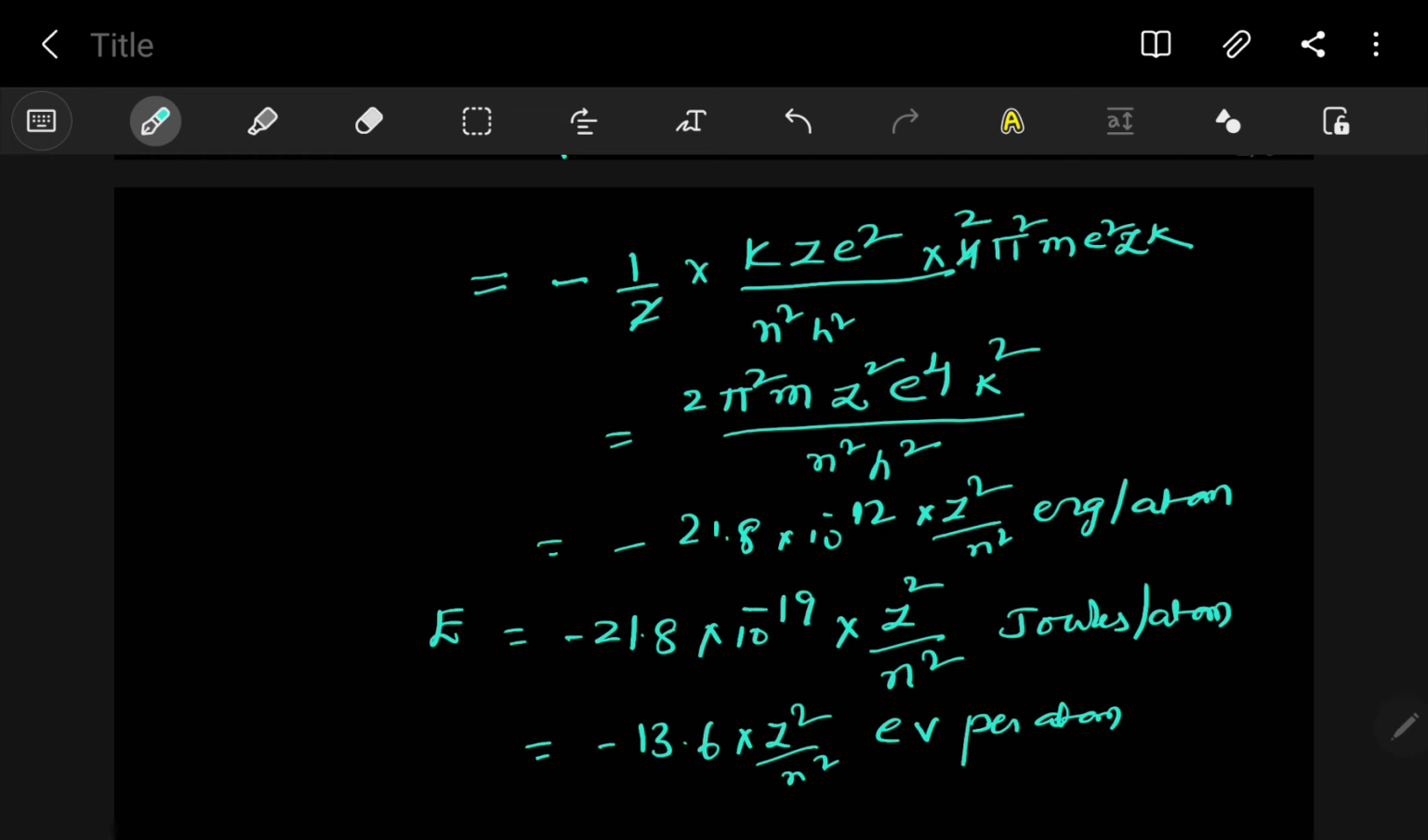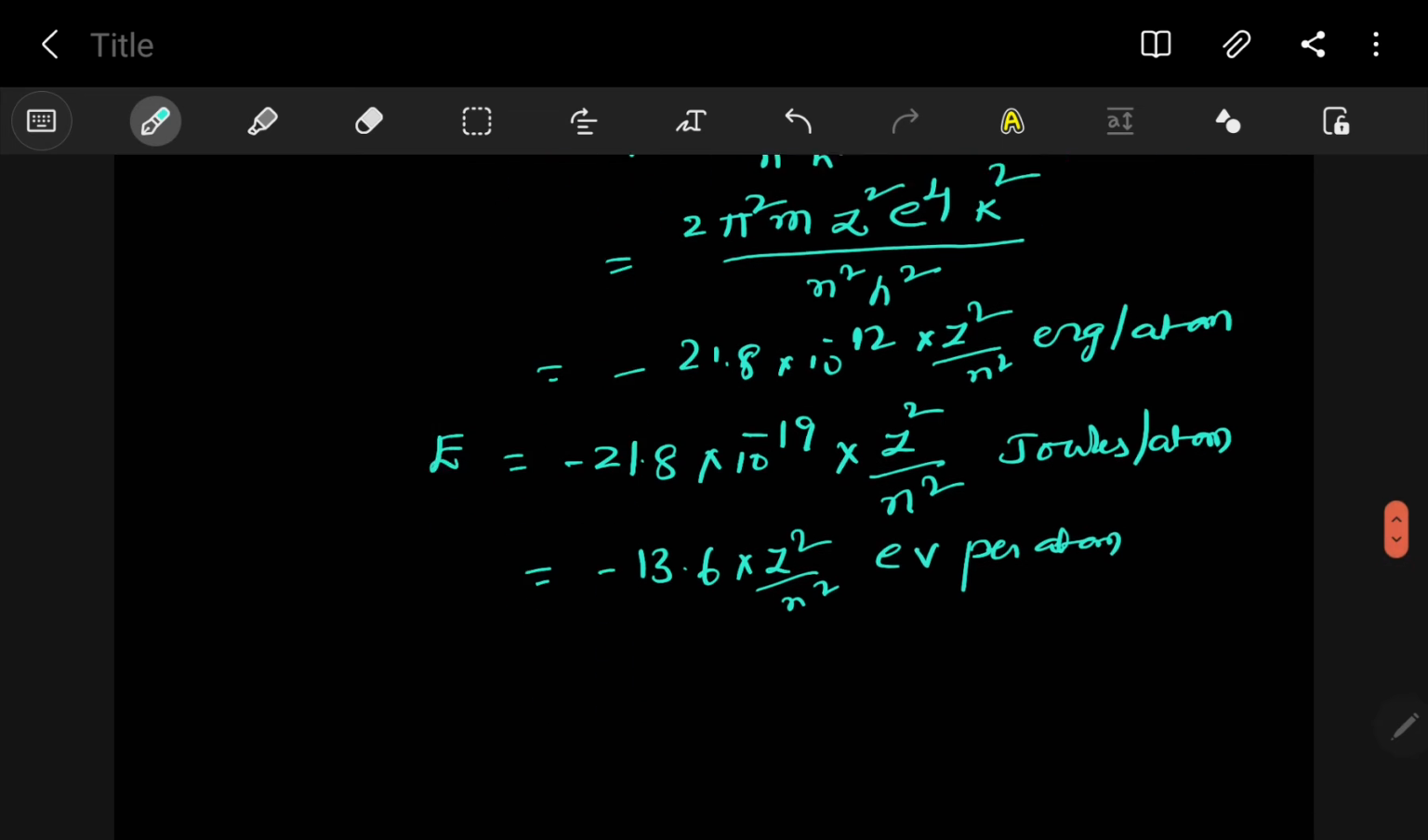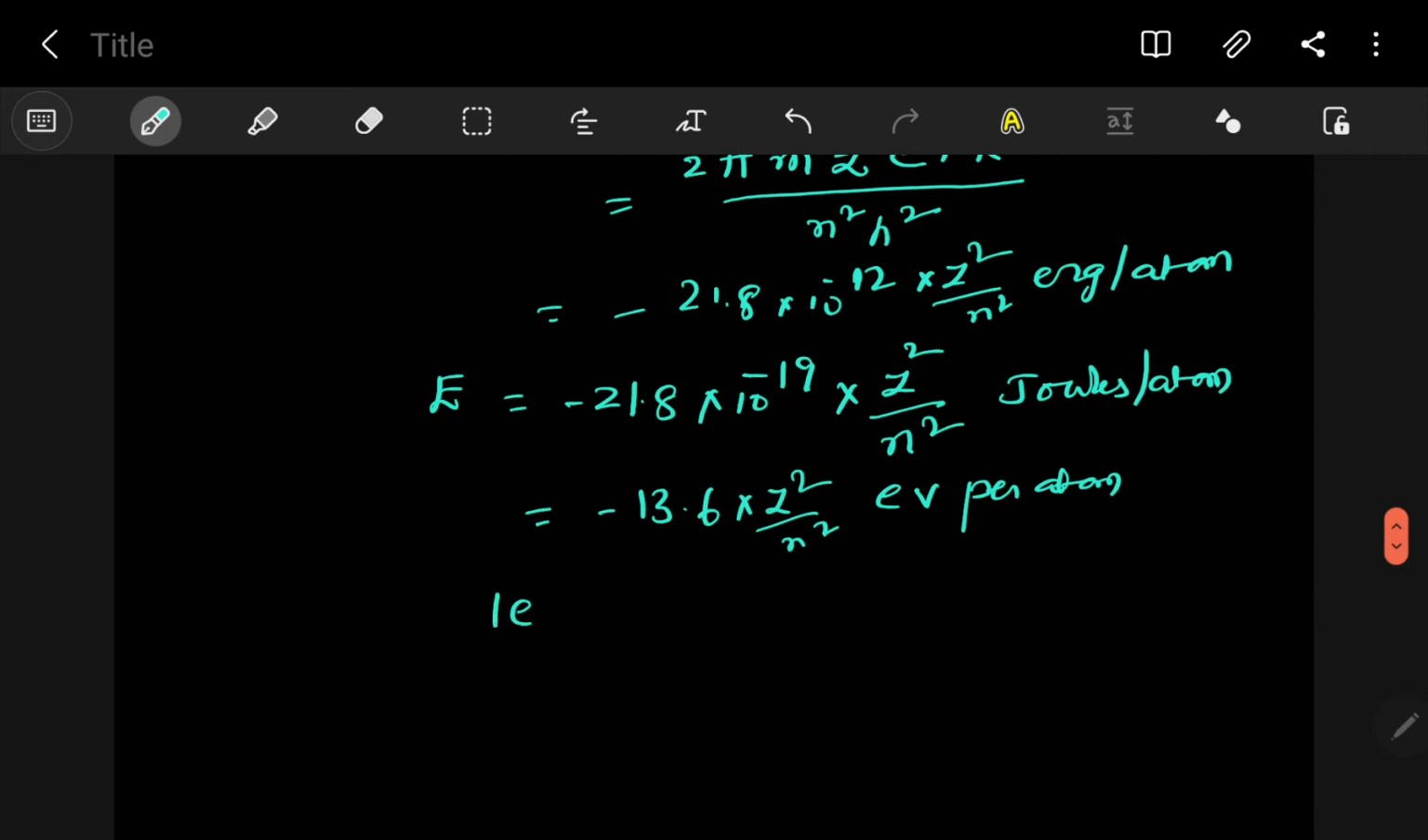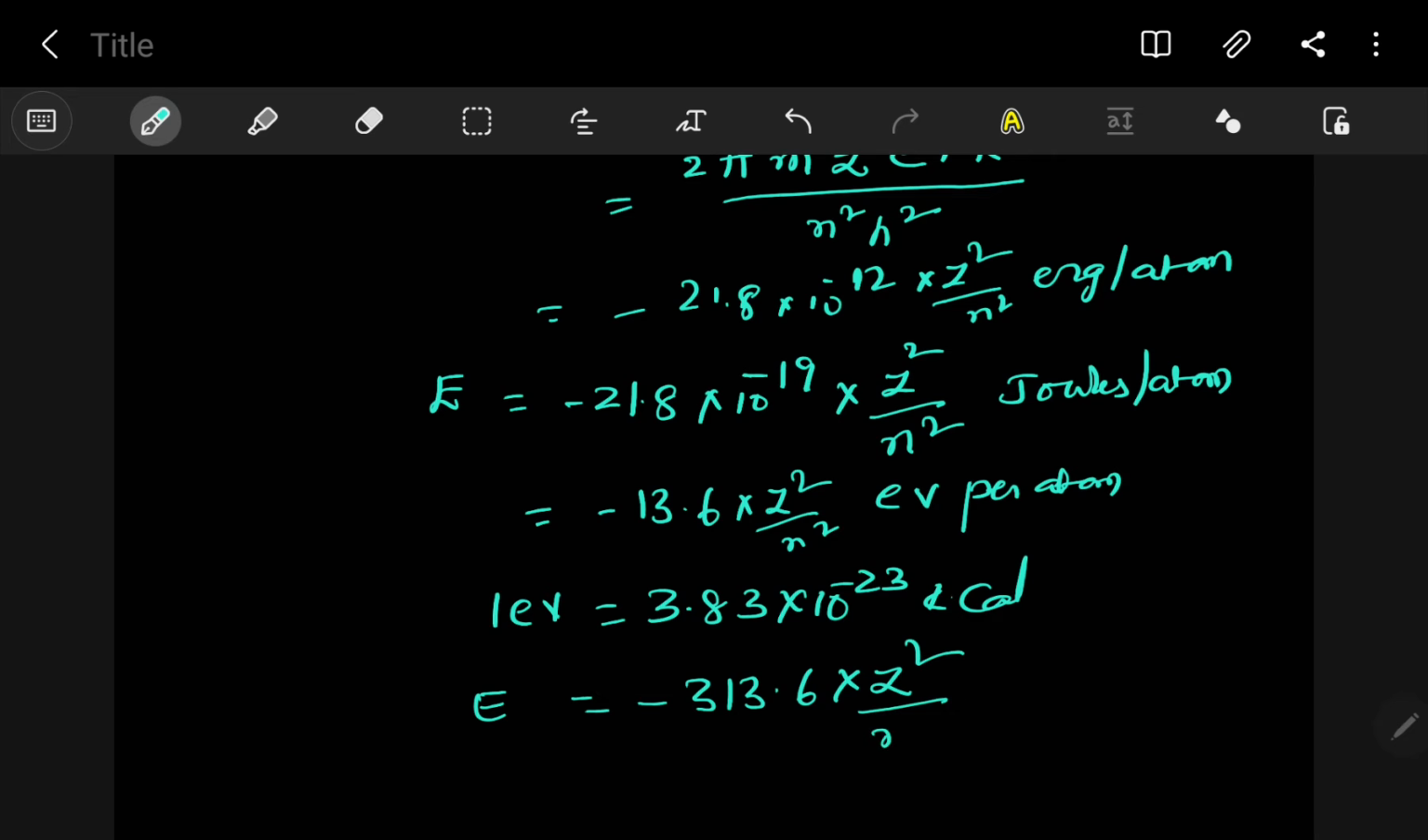Okay, this is our formula. Or else we know 1 EV is equal to how many kilocalories? 3.83 into 10 to the power of minus 23 kilocalories. So converting into kilocalories, E is equal to minus 313.6 into z square by n square kilocalorie per mole. Okay, these are the units. Next, I will explain one sum based on this.